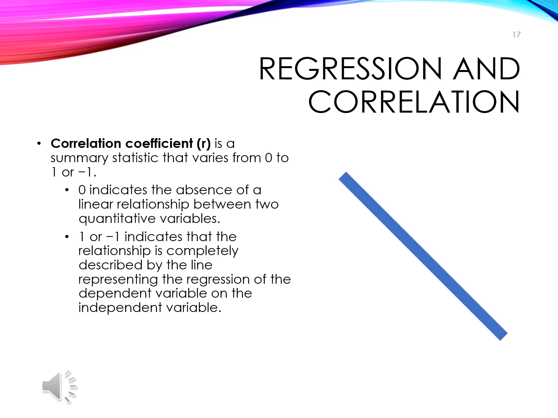The correlation coefficient, also called Pearson's r, or just r, gives one answer to that question. A correlation coefficient is a summary statistic that varies from 0 to 1 or -1, with 0 indicating the absence of a linear relationship between two quantitative variables, and 1 or -1 indicating that the relationship is completely described by the line representing the regression of the dependent variable on the independent variable.